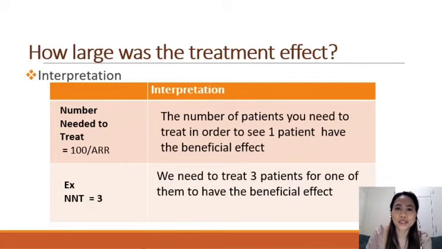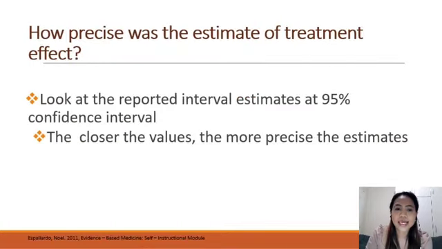Number needed to treat, or NNT, tells us the number of patients we need to treat in order to see one patient have the beneficial effect. An effective treatment will have NNT that is closer to 1. Second question under appraisal of results is regarding precision of treatment effect. Precision will be checked by looking at the confidence intervals, or CI. The closer the values, the more precise the estimates.